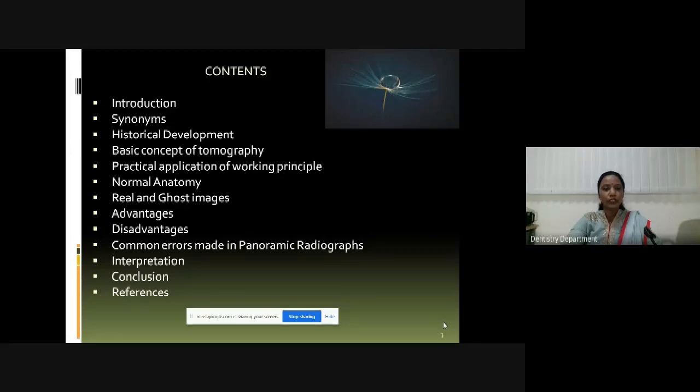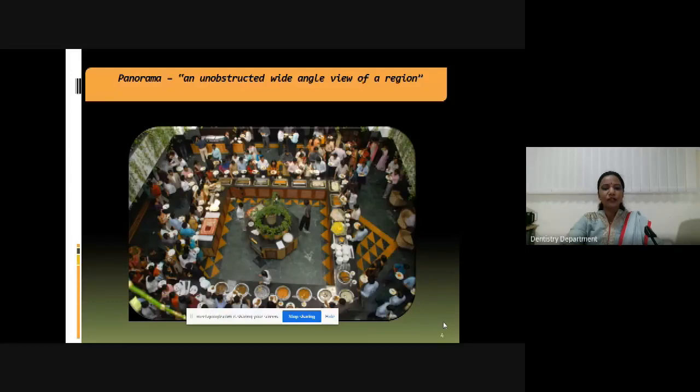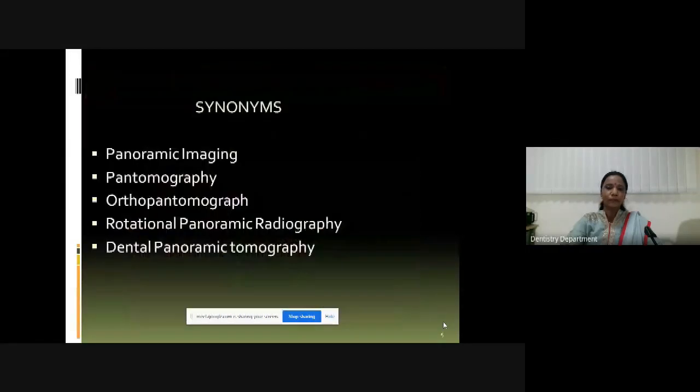All the contents quoted in this webinar are obtained from the review of literature and from the renowned textbooks of oral medicine and radiology. What is the term panorama? Here in the picture, we can clearly visualize that it is an unobstructed wide-angle view of a region. Panoramic radiography can be called in different terms like panoramic imaging, pantomography, autopantomography, rotational panoramic radiography, dental panoramic tomography. Commonly, in simple terms, we call it an OPG. It means autopantomograph.